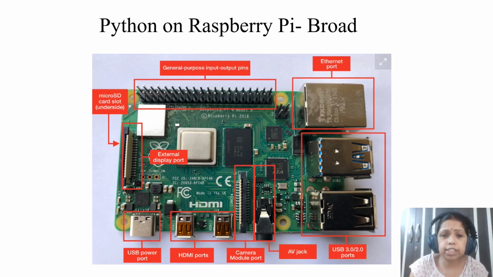So this is the Raspberry Pi kit. You can see this is the Raspberry Pi kit. There are various versions of Raspberry Pi available in the market. This is the standard one. You can see here the general purpose input output pins. If you want to connect any external device, you can connect through these input output pins.